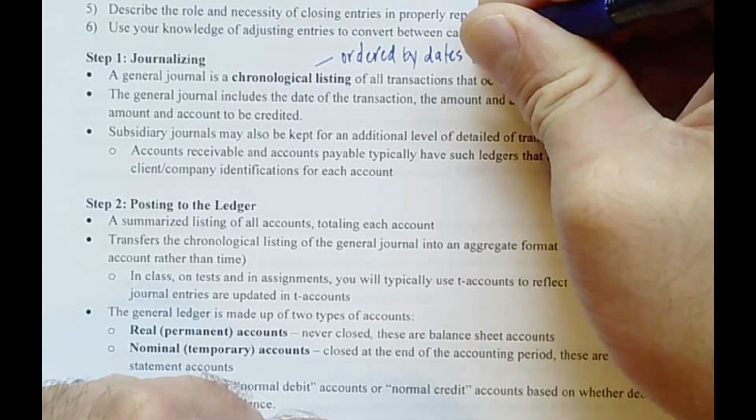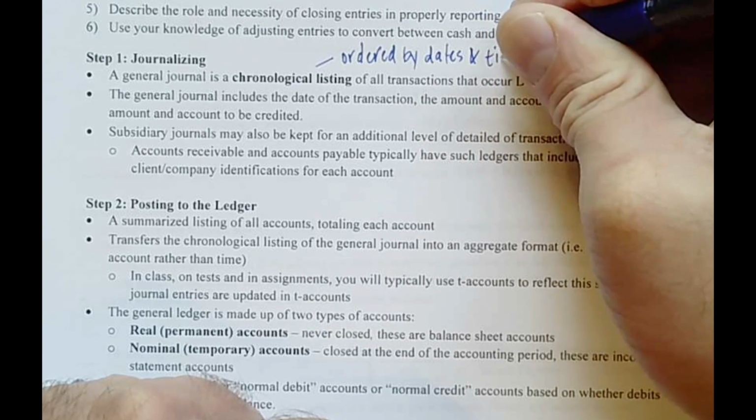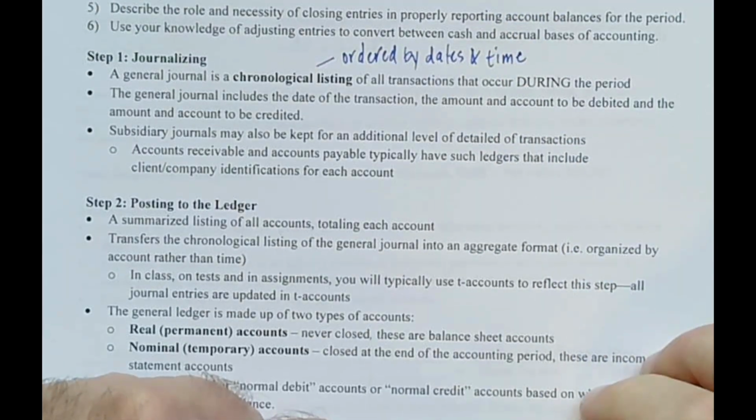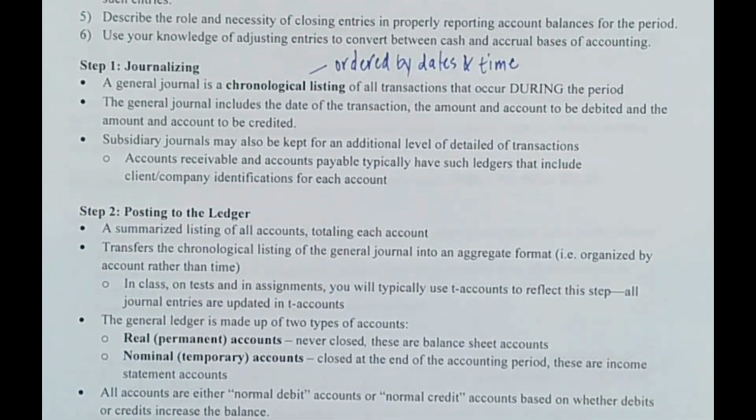So if you have a customer come in and you make a sale at 8 in the morning on August 21st, then that would be your first transaction. You would record it: you debit cash, you credit sales revenue, you debit cost of goods sold, you credit inventory, all at 8 o'clock in the morning.